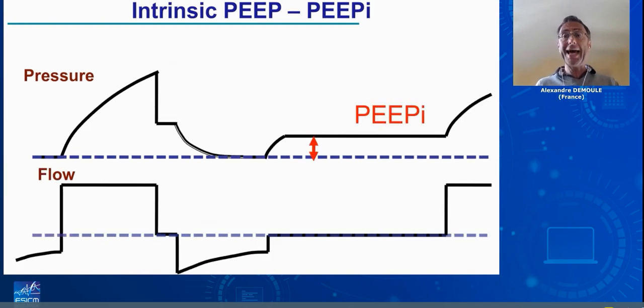And we can measure this intrinsic PEEP accurately during an end expiratory pause that I have shown here. So at end expiration, we interrupt the flow and measure the pressure, and this is intrinsic PEEP.